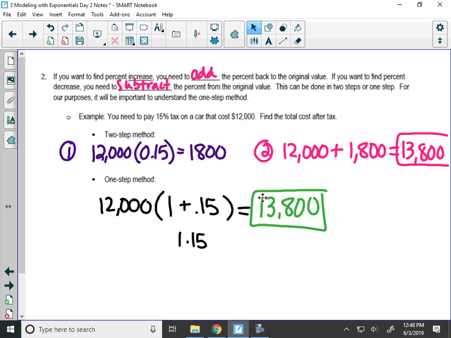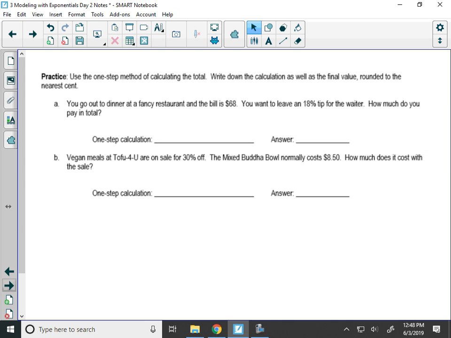Now, the hardest part is remembering the one and the adding and the subtracting. So we're going to do lots of examples here. And hopefully after you do a bunch of examples, you'll get the hang of percent increase and decrease. So let's start here with the one-step method.